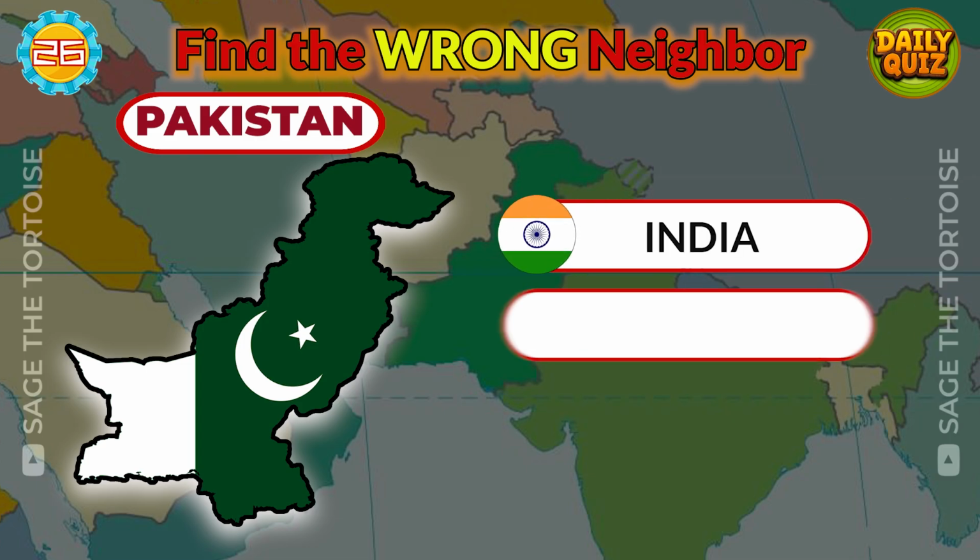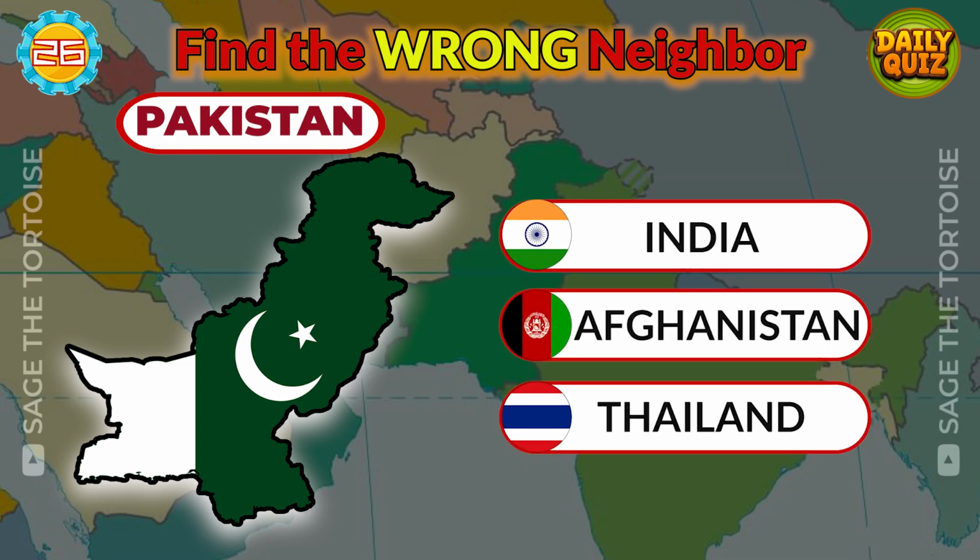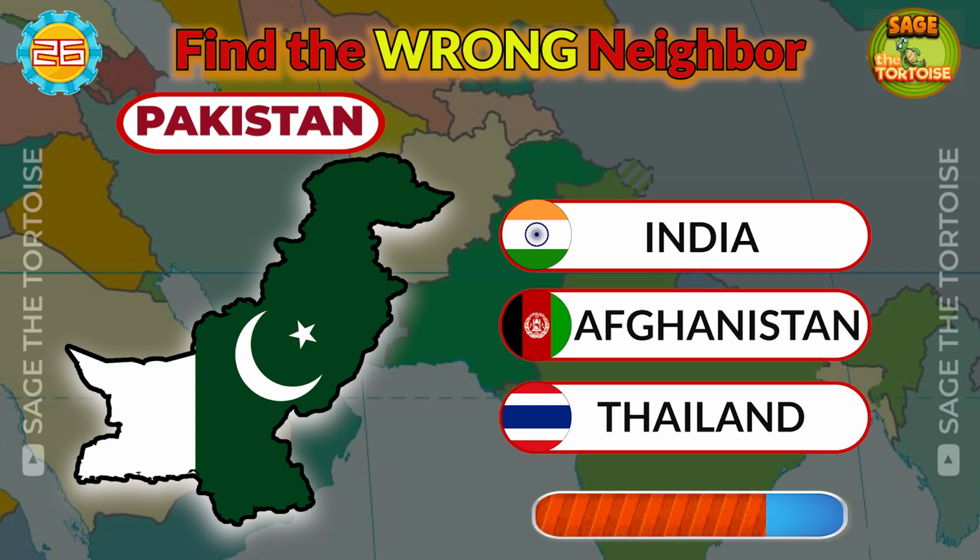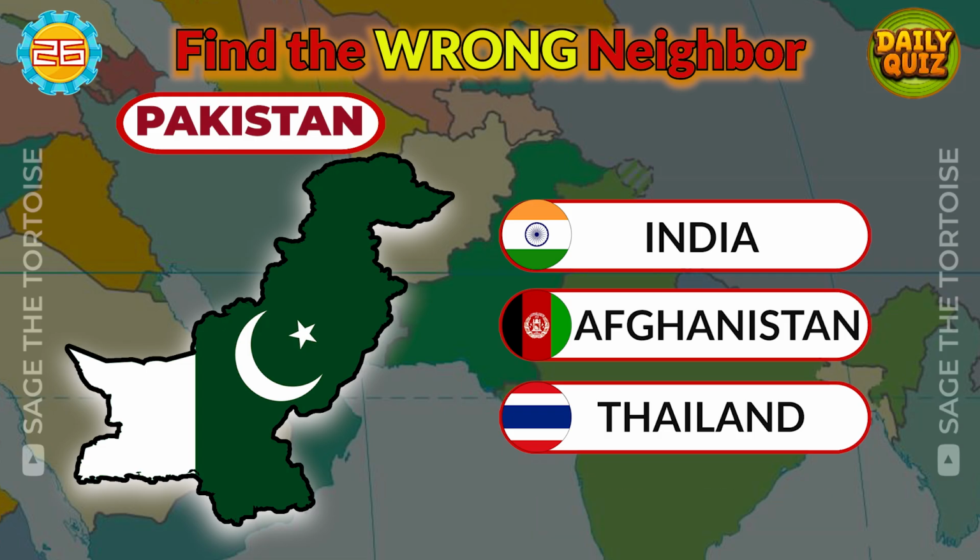Pakistan borders India, Afghanistan, and Thailand. Which one is wrong? The answer is Thailand.